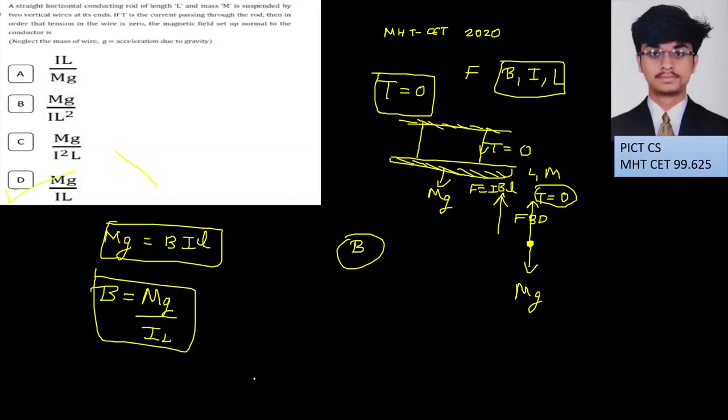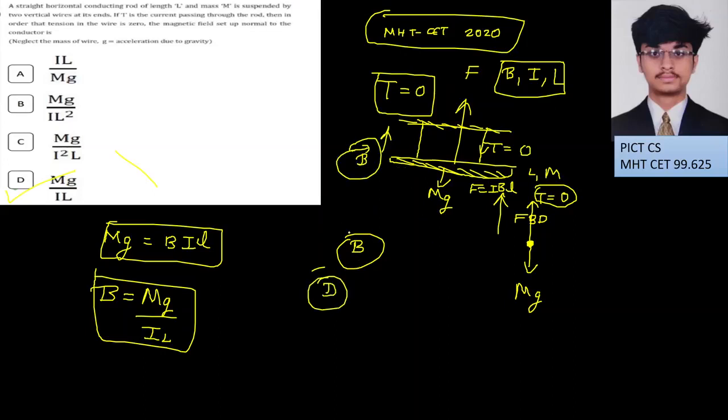And yeah, it was a pretty simple question, but we just had to imagine things, that when tension is 0, there must be a force which might be acting due to the field, right, due to the field in the opposite direction, that is ILB. Yeah, so the answer of this question is option number D. It's not option number B, it's B bar, it's magnetic induction. So yeah, the answer is option number D for this question, mg by IL.